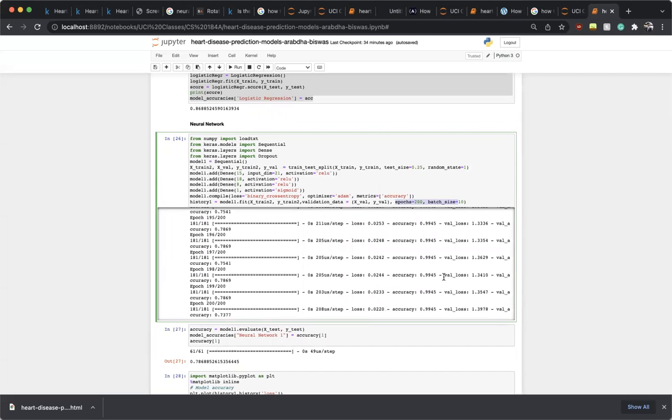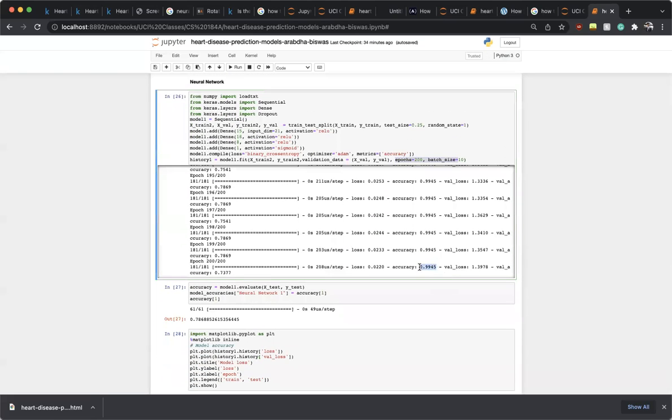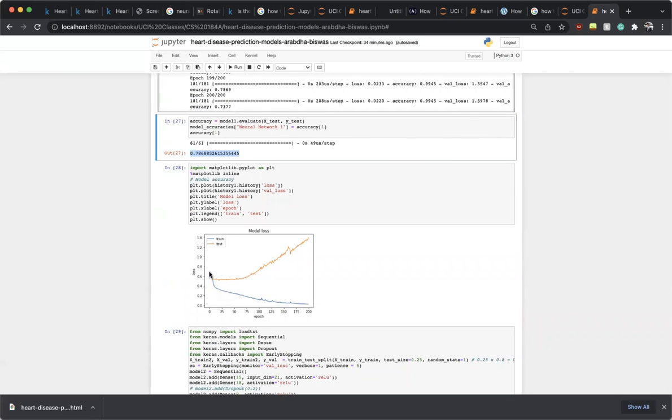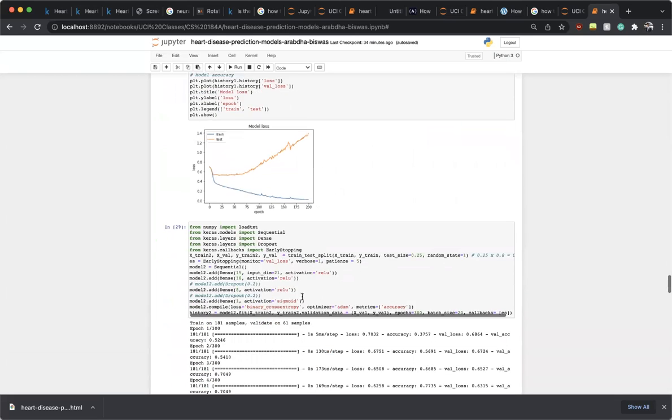And if we go down here, we'll see that the accuracy gets to about 99.45%. And when we use this on the actual test data set, it is at 78%, which is really low, almost as low as our lowest current model, which is the decision tree. And if we look at the loss function between the test versus the train, you'll see that after a certain amount of time, that test loss just increases rapidly and doesn't decrease at all.